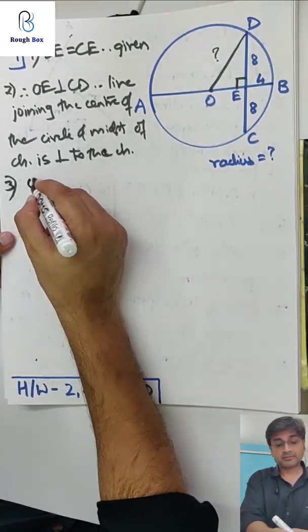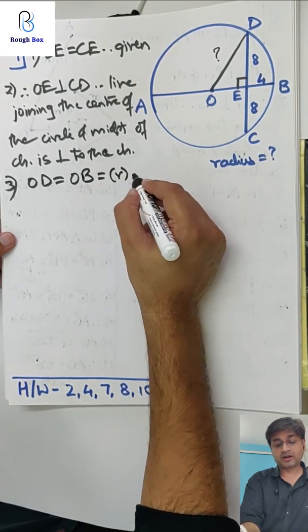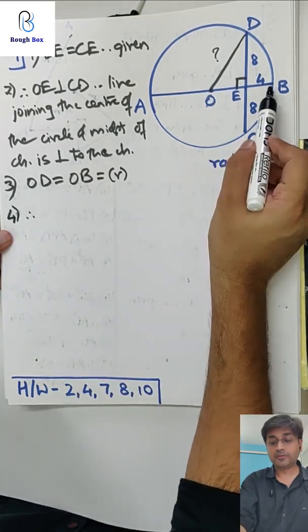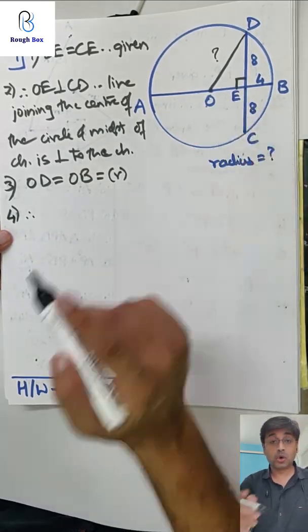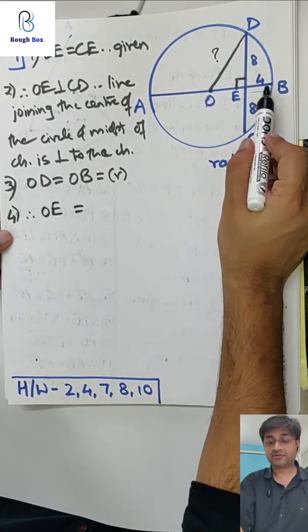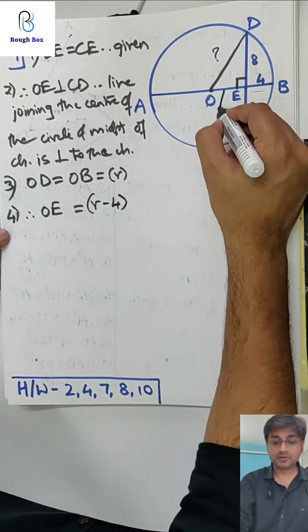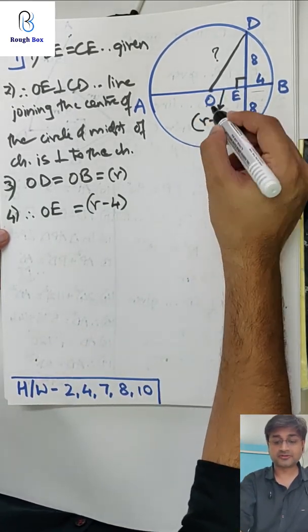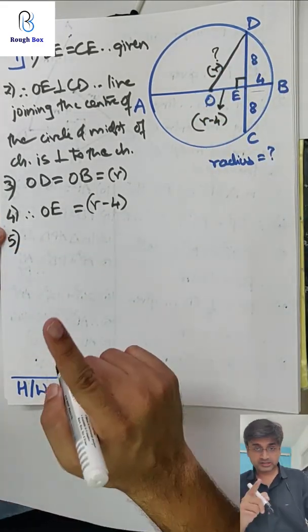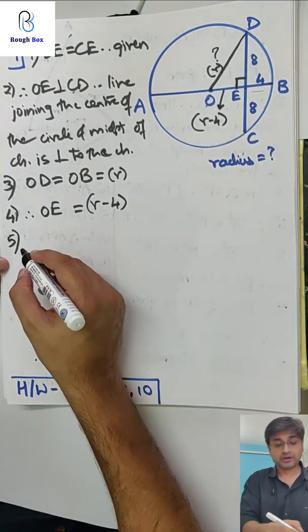Okay. Now the main thing, OD equals OB, and let's call it R because both are radii. So if entire OB is R, how much will OE be? Think. Entire is R and this is 4. So that should be R minus 4. That's the main clue. So this has become R minus 4. This has become R. Now apply Pythagoras. Pause. Apply Pythagoras on your own and get me the value of R. Come on, you can do it.